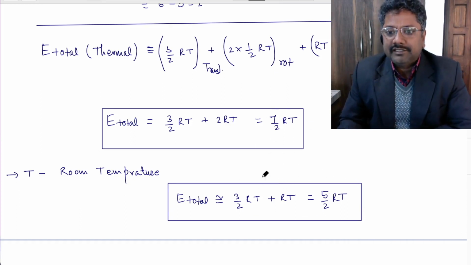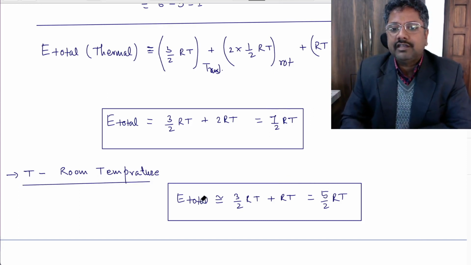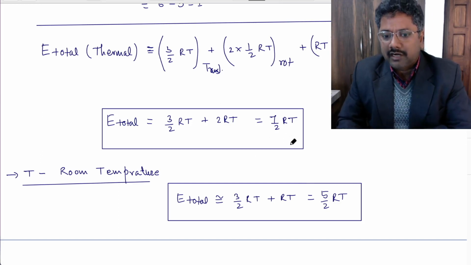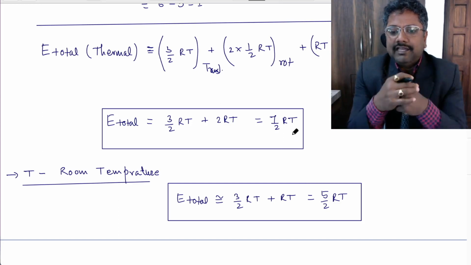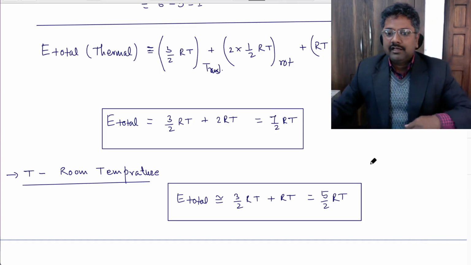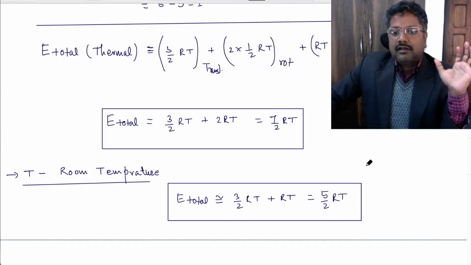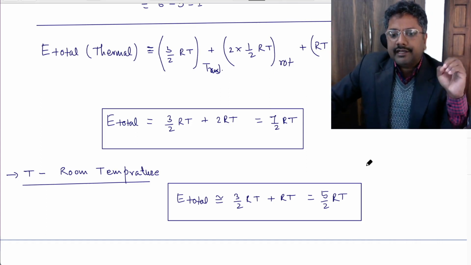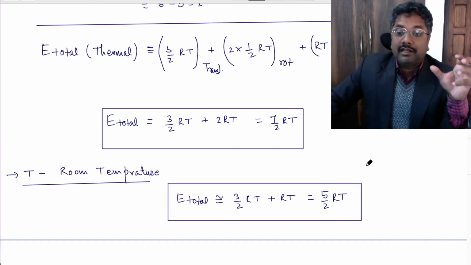But this is without the contribution of vibrational energy. If you include vibrational energy, then this is 7 by 2 RT. So in this way you can calculate. That's why at that time, in the gaseous state, I had not explained this. Now it is over, and you are able to calculate the energy of any kind of gaseous system separately, translational, rotational and vibrational, and total energy as well.